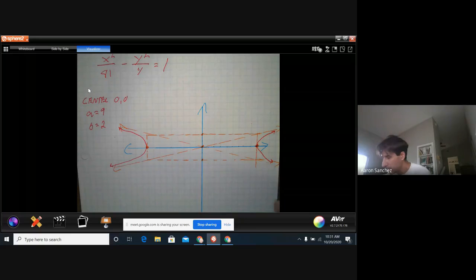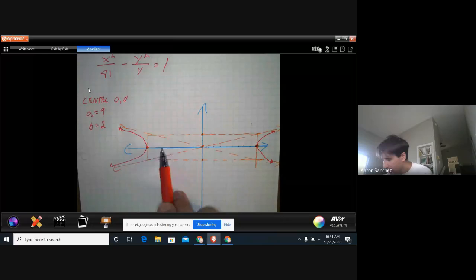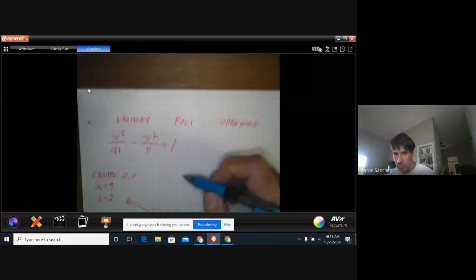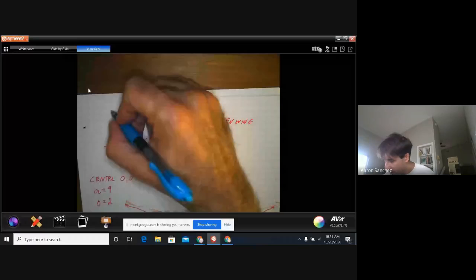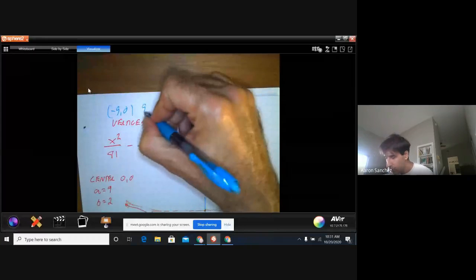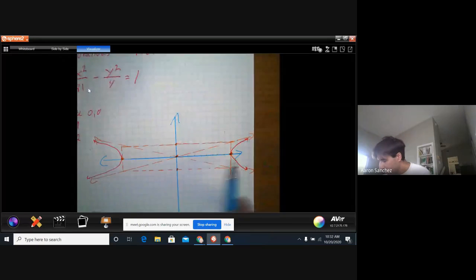Okay, the questions. What are the vertices? Here's one vertex right here. I go 1, 2, 3, 4, 5, 6, 7, 8, 9. The vertices, I'm writing above, are (-9, 0) and (9, 0). There's my vertices, right? Because my other one's right here, 1, 2. It's that point right there, the vertex of the hyperbola.